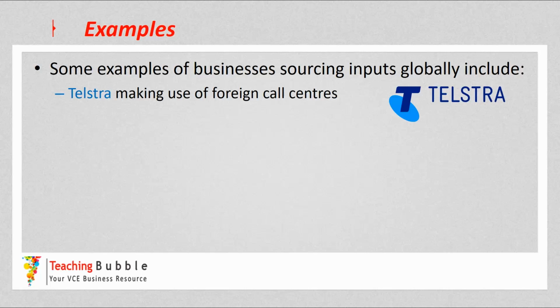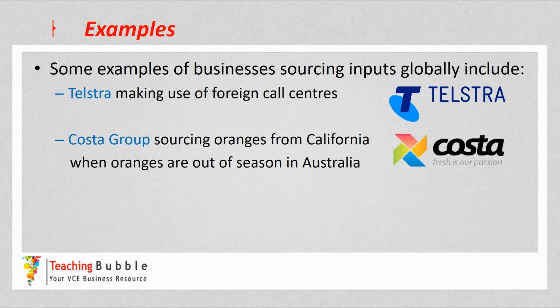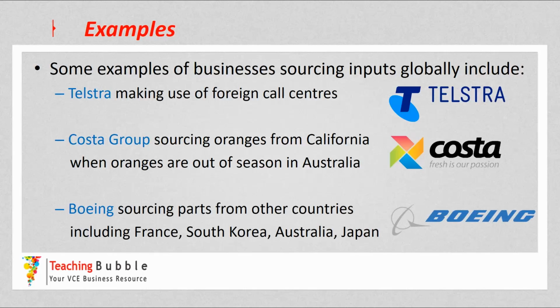So some examples of businesses that source inputs globally include Telstra making use of foreign call centers where they're using foreign employees, Costa Group sourcing oranges from California when the oranges are out of season in Australia. You can purchase an orange virtually any time in Australia now, but they're not grown in Australia. They're out of season in Australia, so they get them from overseas. And also Boeing, when they actually build their planes, they source parts from other countries, including France, South Korea, Australia, Japan, and there's a whole range of countries that they source different parts from.